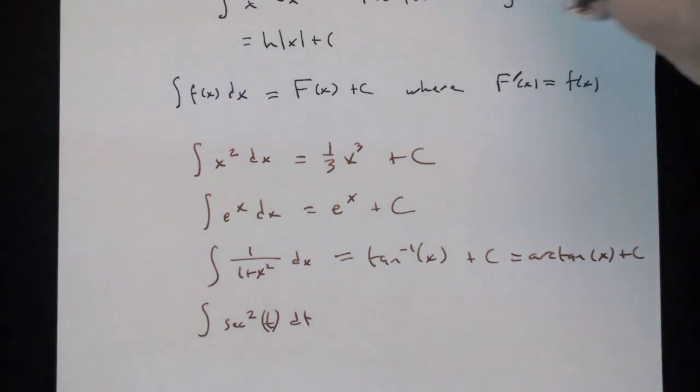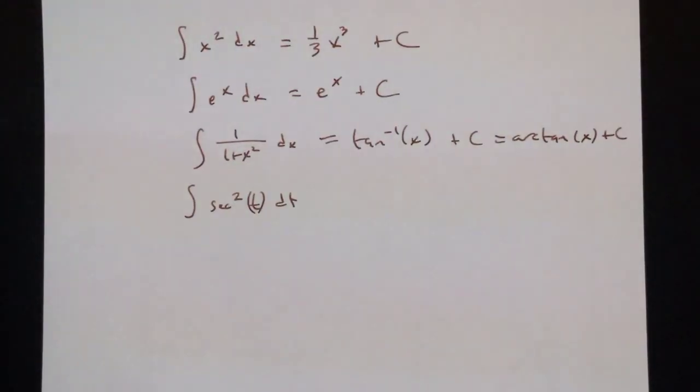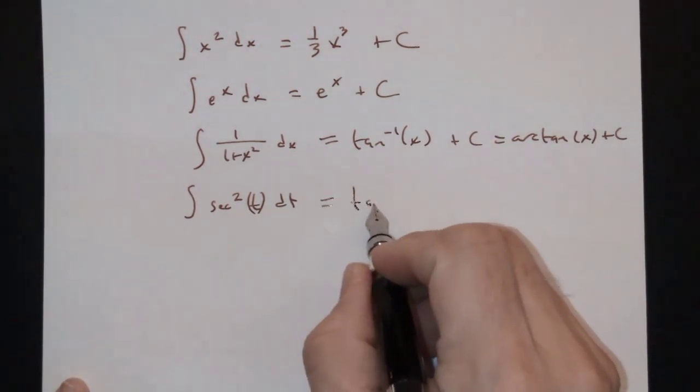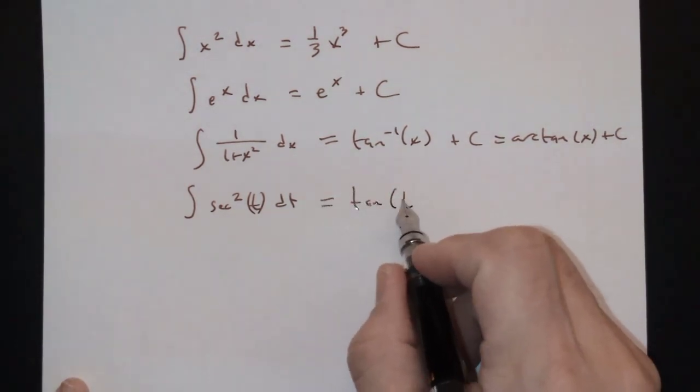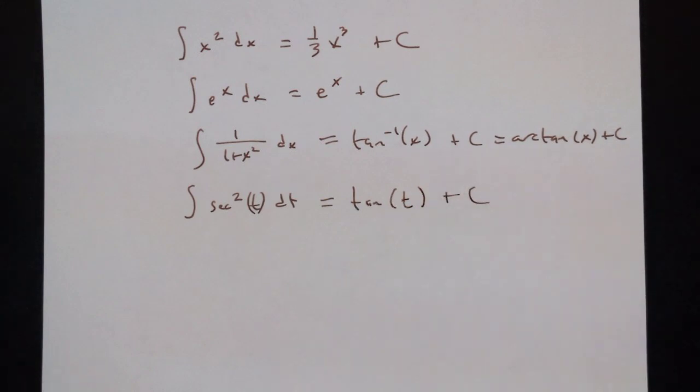It doesn't matter what letter we're using. Remember, the letter is irrelevant. If I write it in t and I'm integrating dt, it means I want to think of my variable as t. What's something whose derivative is secant squared? I'm done. I just have to remember it's in t, not x.